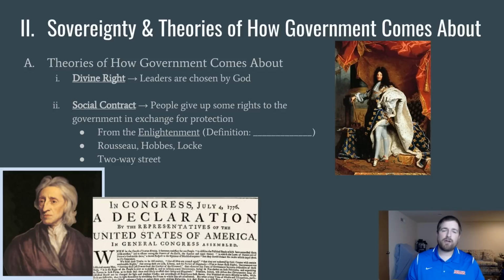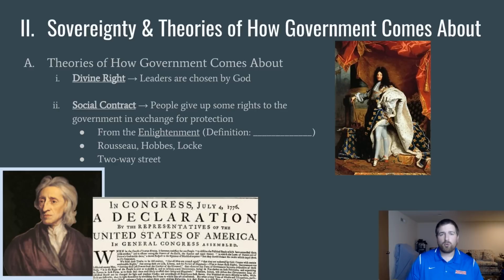Now, the last theory of government is the most important to us because it is the theory of government behind the creation of the United States. It's the theory in which our government and our Constitution was built around, and that is the social contract theory. The social contract theory states that people give up some rights to the government in exchange for protection. We'll get into the more specific details of that later, but that's really the only general definition you need of the social contract right now.